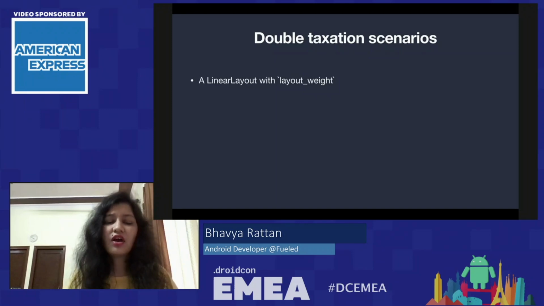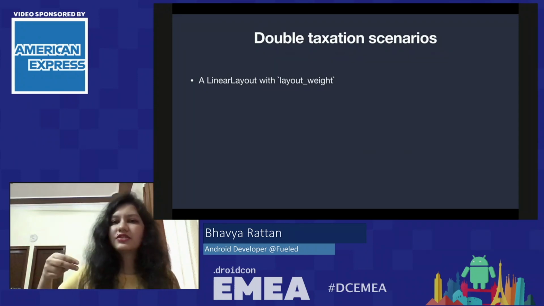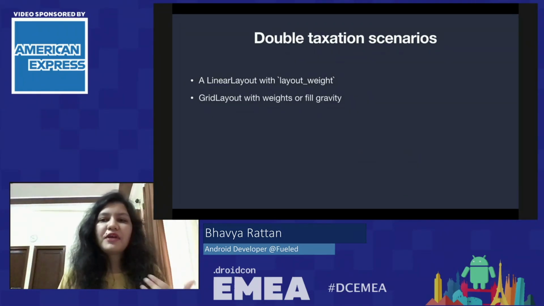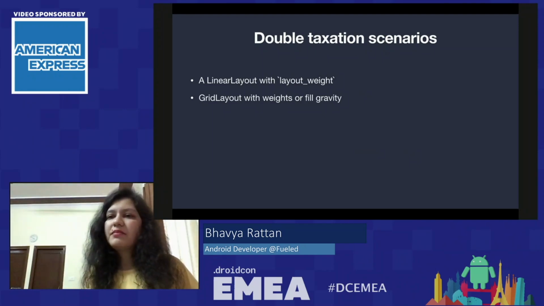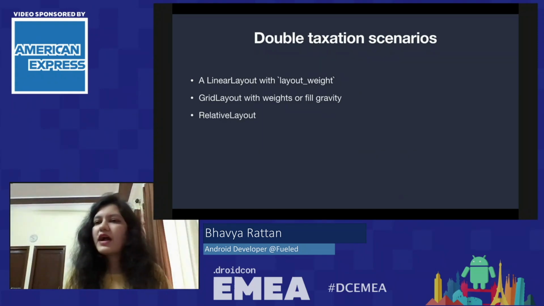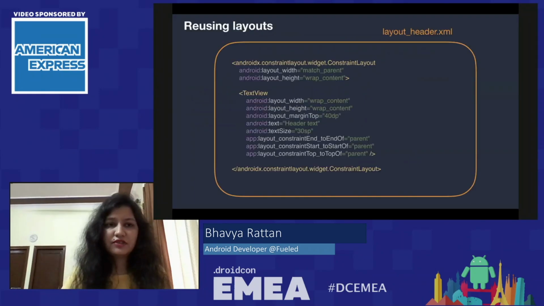Let's take a look at a couple of scenarios which you might have in your code that lead to double taxation. The first one being a linear layout with layout weight. It always needs to get measured twice, and another iteration leads to this double taxation. A grid layout usually is very fast and has a lot of pre-processing benefits, but once you add weights or fill gravity to a grid layout, it loses all those pre-processing benefits and leads to double taxation. A relative layout always requires more than one pass, at least two at minimum, to process the layout, so it always leads to double taxation.